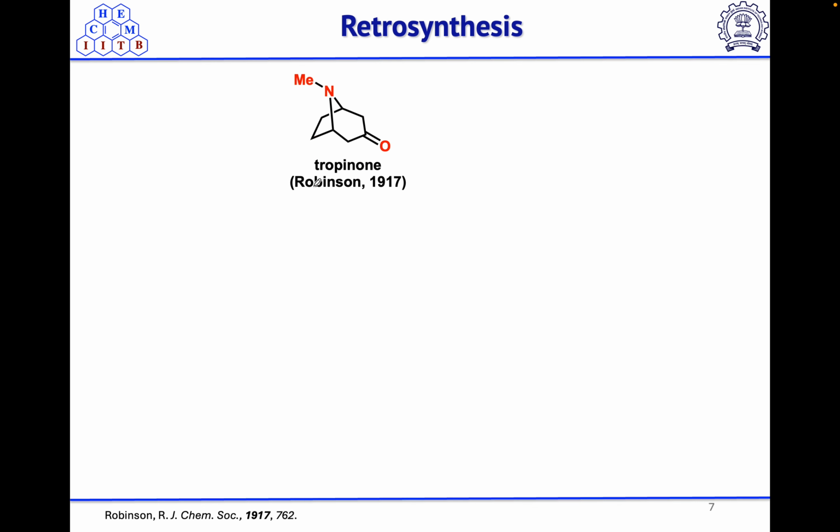Yeah, this is a very famous molecule, tropinone. So tropinone was first synthesized by Robinson in 1917. So if you see, this molecule has this bicyclic core, this 3 2 1 bicyclic system. So how can we plan for this molecule? Okay, so we can redraw this molecule like this.